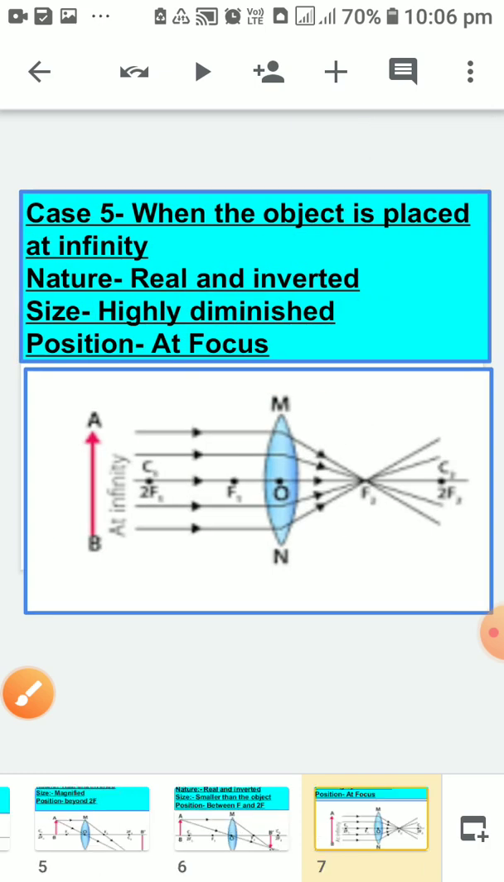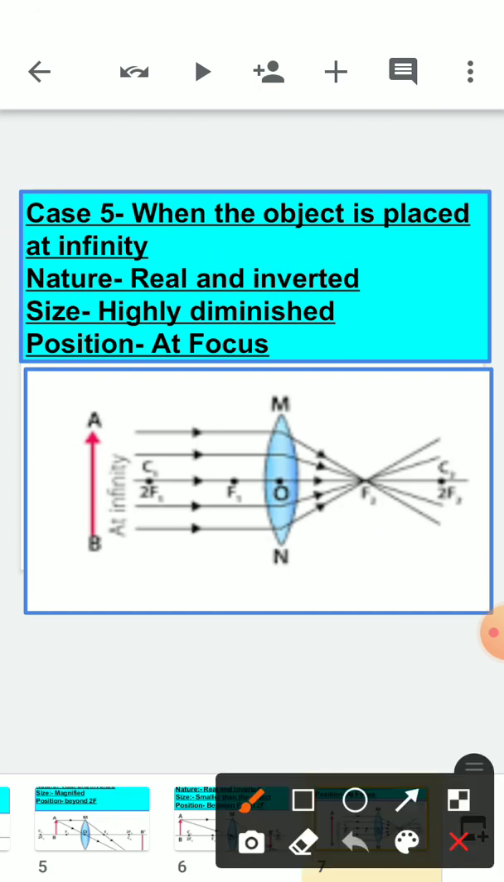Next is case number 5, when the object is placed at infinity. Children, in this case, when the object is placed at infinity, we cannot show object. We are just showing the rays which are parallel. So these are the parallel light rays which are coming from the object, and they are meeting at focus point. So in this condition, nature will be real and inverted, size will be highly diminished, and position will be at focus.